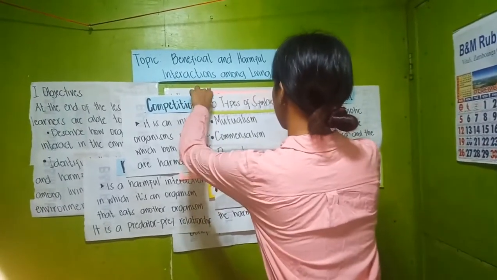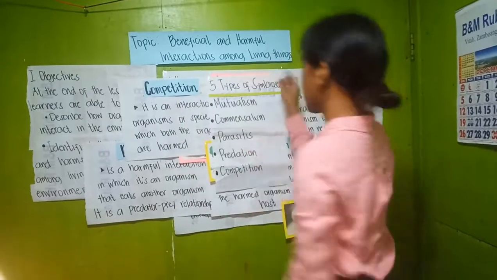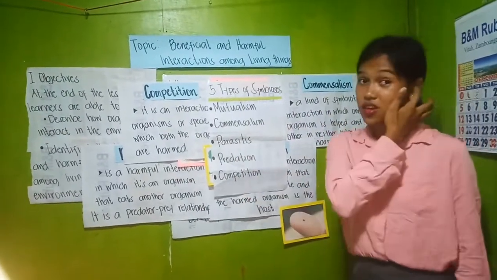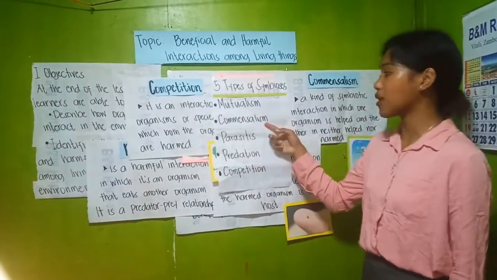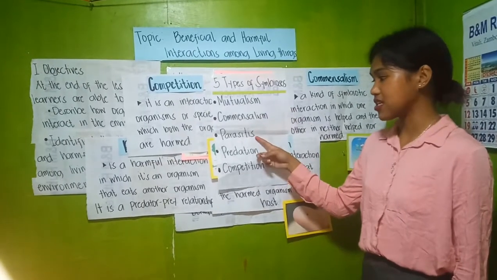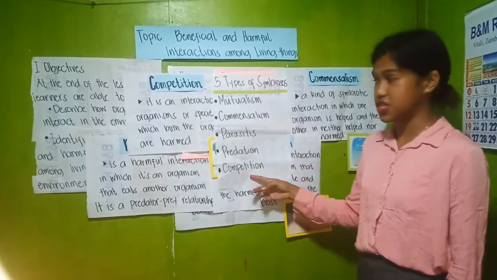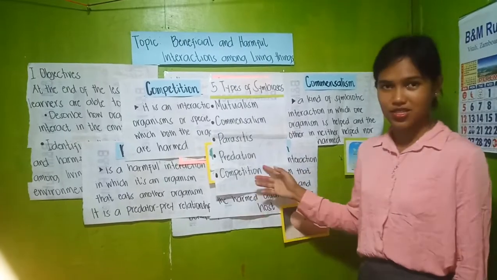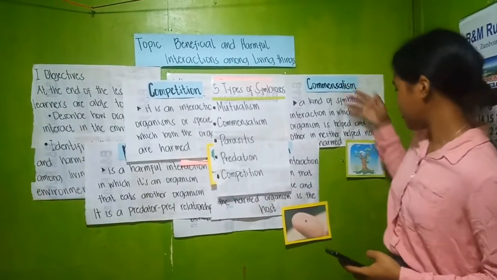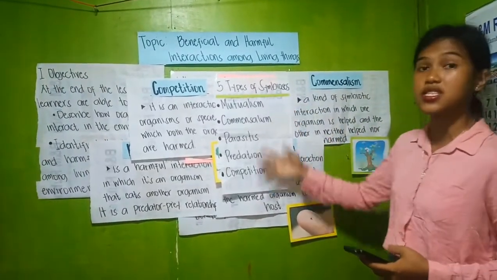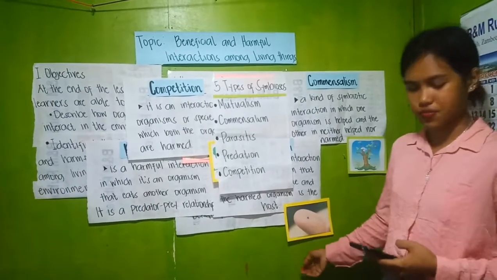Okay, class, let's review it again. What are the types of symbiosis? The types of symbiosis are mutualism, commensalism, parasitism, predation, and competition. These are the types of symbiosis. So we have here the five types of symbiosis and their examples.